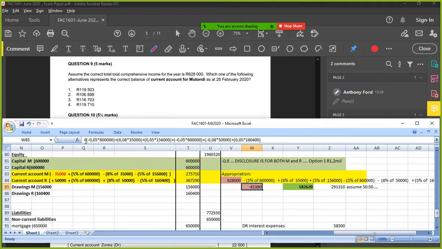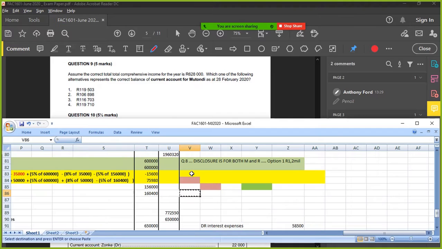Let me try it this way. Let's put the 628,000 here, minus, open a big bracket, and then close the bracket at the end. What do I get? Yeah, I get that. And then divide that by 2. I get that. Not getting an answer. Let's redo this bit.